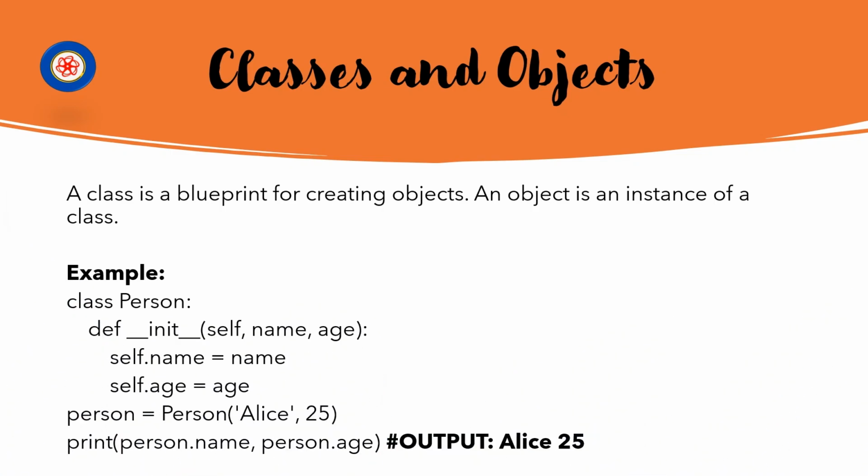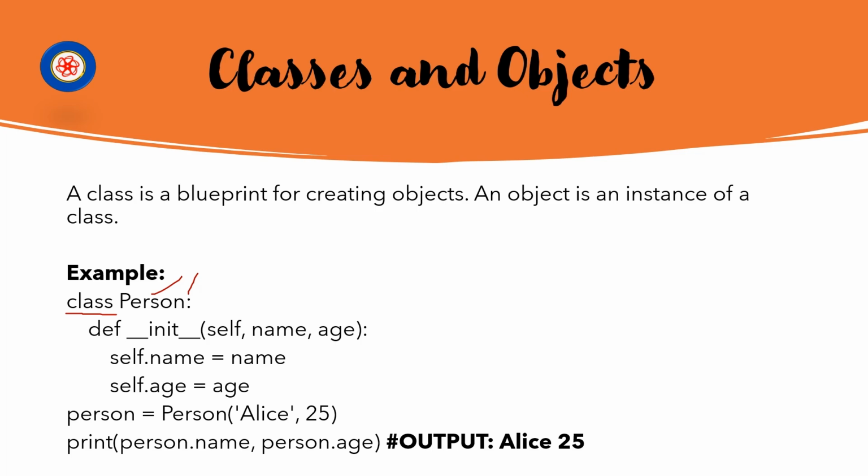Classes and objects are the very core of object-oriented programming, where a class is defined as a blueprint for creating an object, and an object is defined as an instance of a class. To understand it simply, think of a class as a blueprint, like a plan for building a house, where the object is the house itself built using the plan. Coming to this example, this line defines a new class named Person, and the syntax is as follows: class keyword followed by class name and colon.